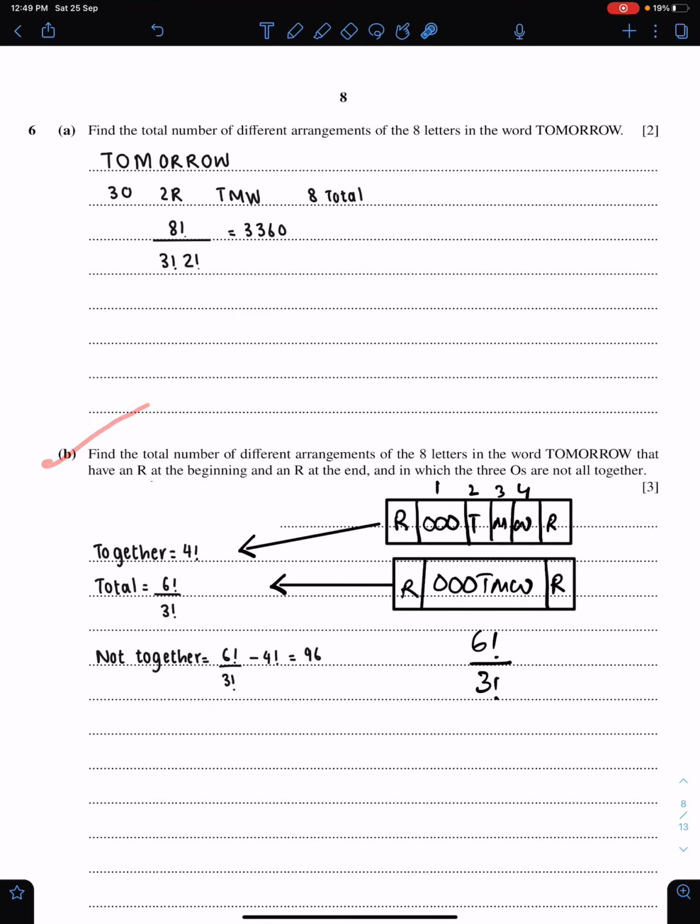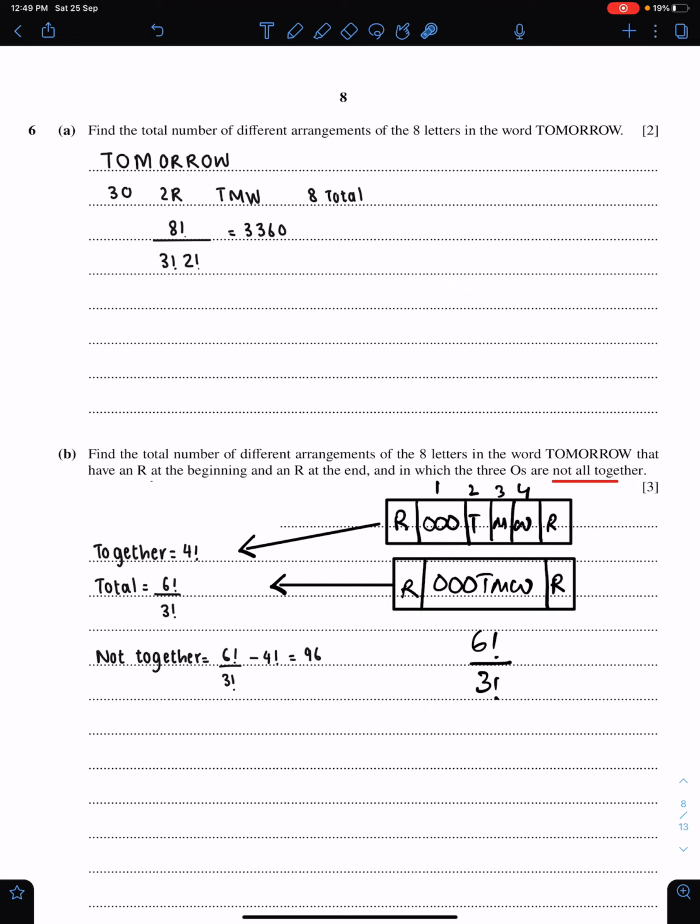Part B. Find the total number of different arrangements of the 8 letters in the word tomorrow that have an R at the beginning and an R at the end, and in which the 3 O's are not all together. This statement is very important. Are not all together. And always use the box method to solve this type of question. First find the options in which O's are together, and then subtract this option from the total to get not together.